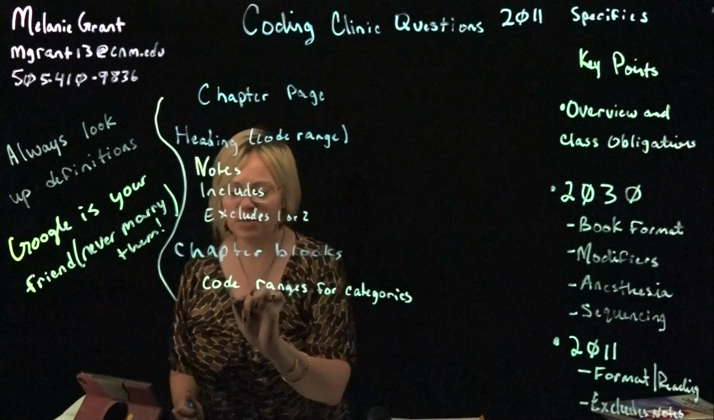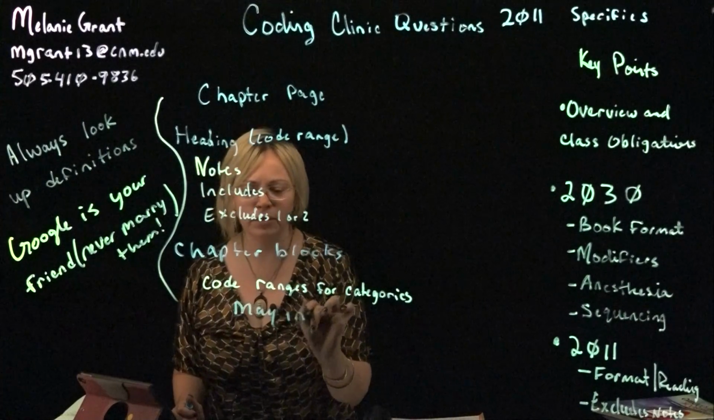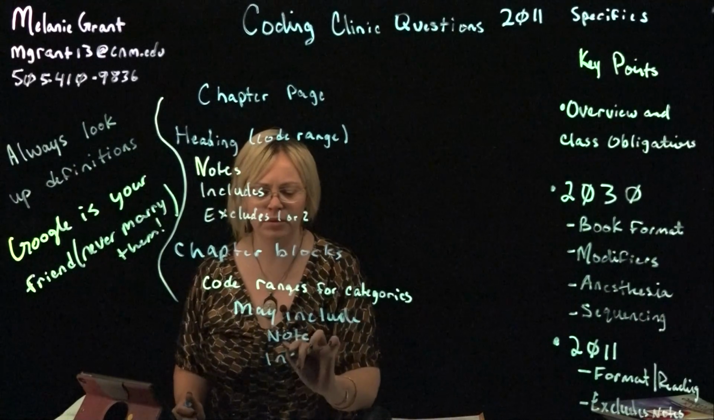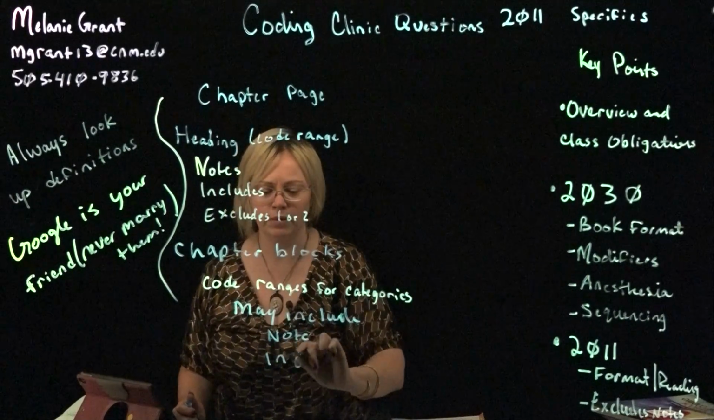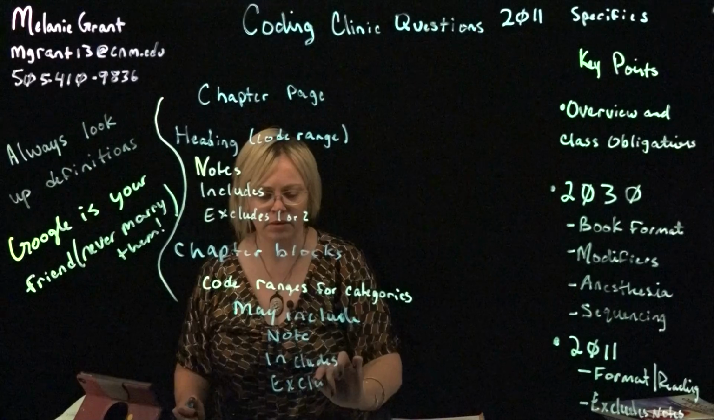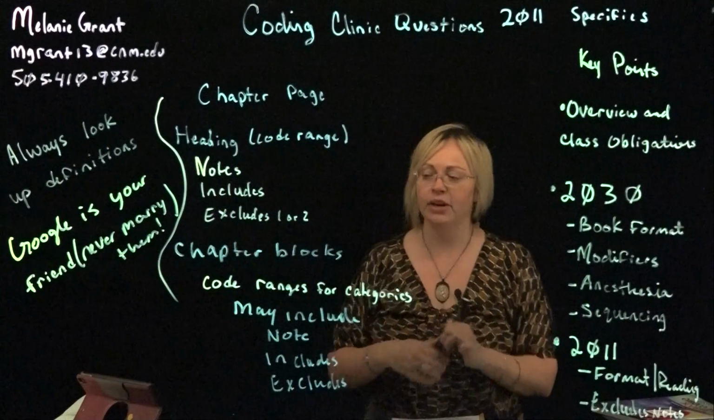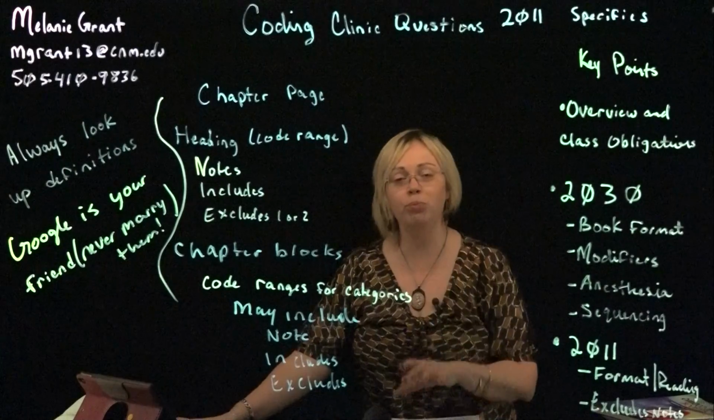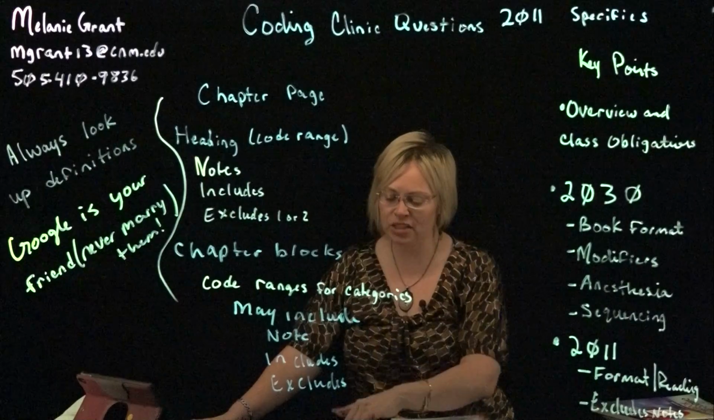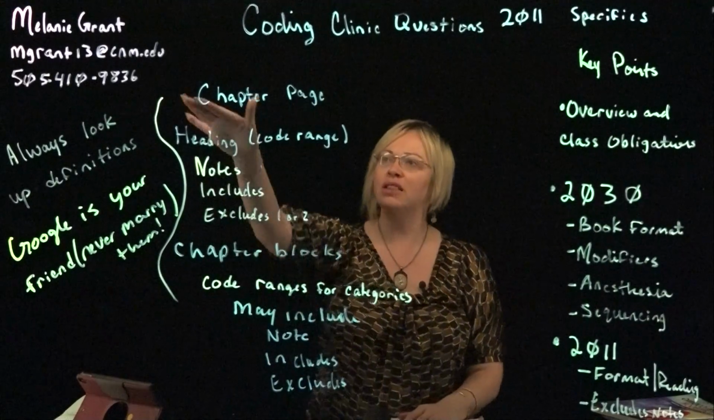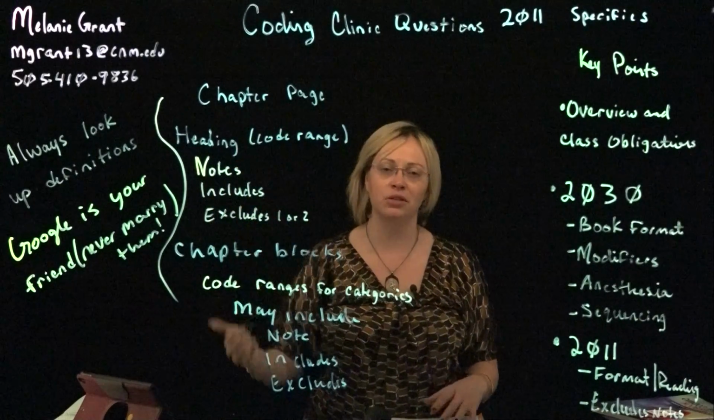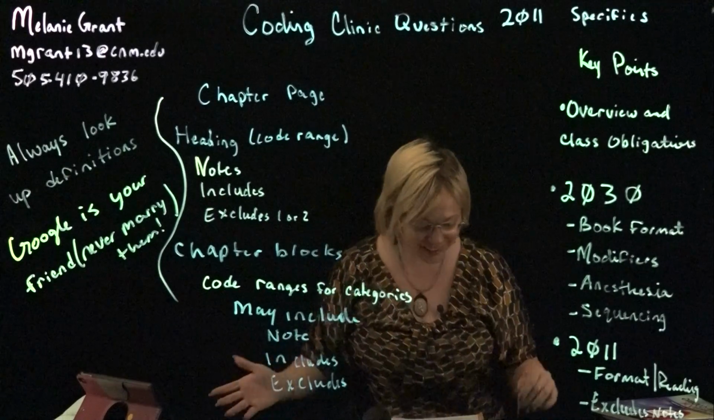But sometimes it may include notes, includes, and excludes. So if you're missing these, look here. Look at your code ranges for the code block at the very beginning and say, what is the code, what is the first section, and is there any notes, includes, or excludes notes? Look at the chapter page in the very beginning of the section and say, is there any notes, includes, or excludes notes? And then, we're not done yet.